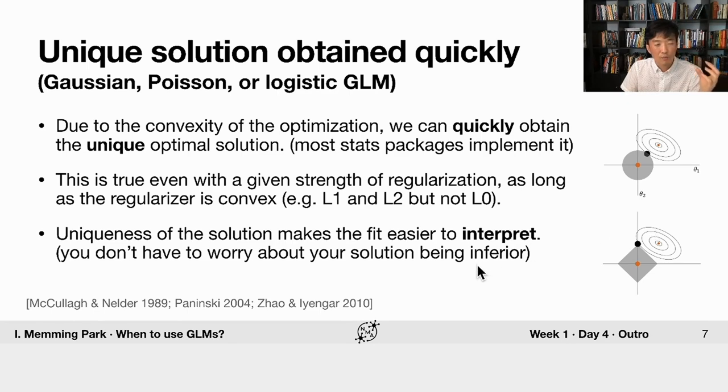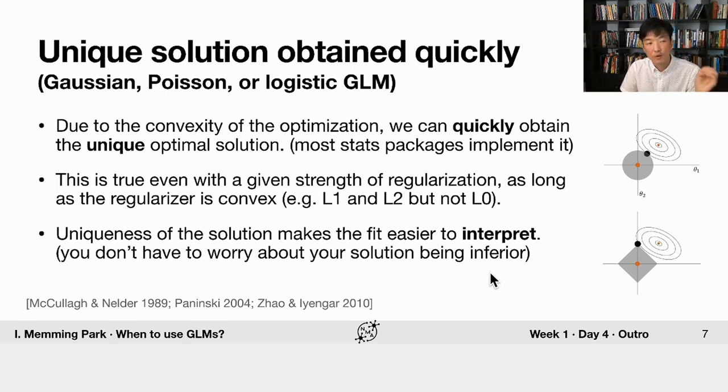And having a unique solution when you're modeling data is very important for your interpretation. You don't have to worry about whether your solution is inferior to another solution from the same model. This could happen in more complex, more powerful models, but with GLMs, you get a unique solution so that you don't have to worry about this.